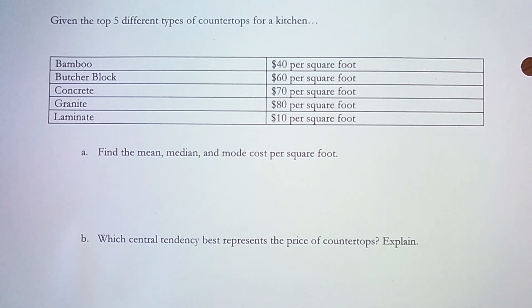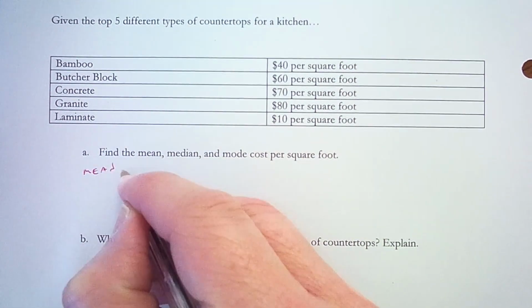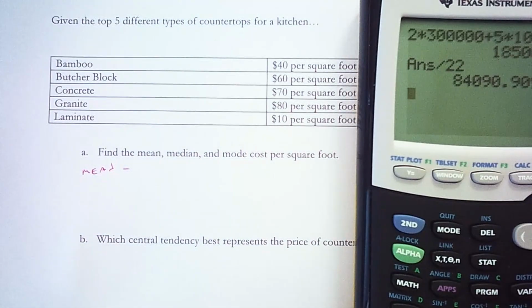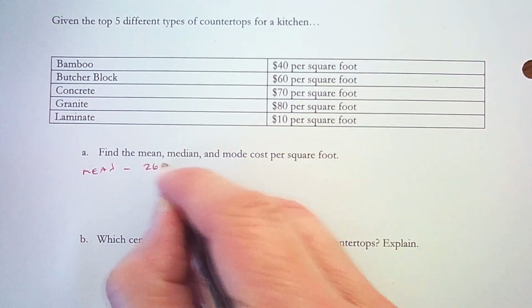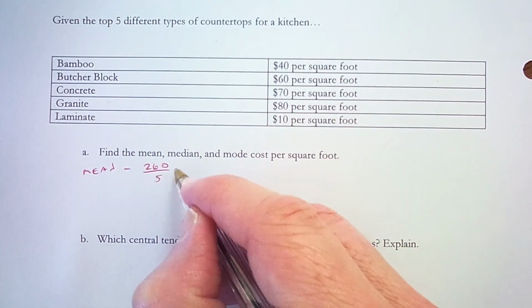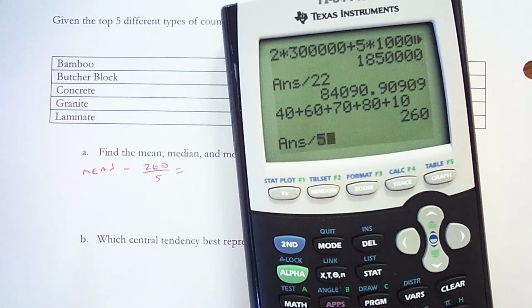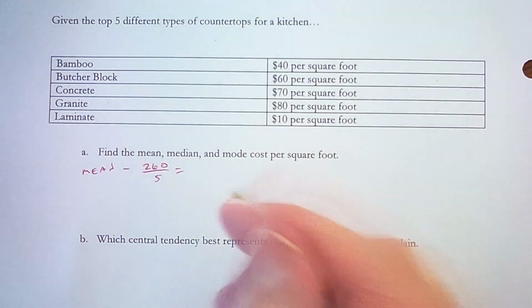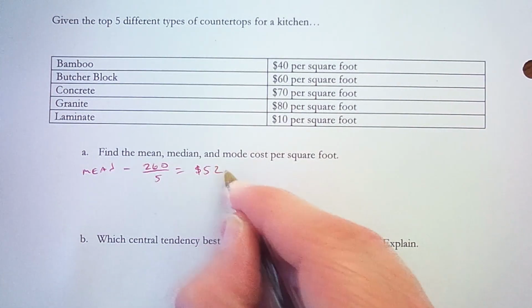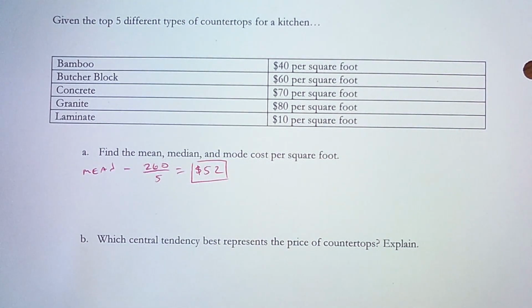Given the top 5 different types of countertops for a kitchen, find the mean, median, and mode cost per square foot. So the mean is the sum of all these numbers. So there's 40 plus 60 plus 70 plus 80 plus 10. And that's 260. And there are 5 different numbers there. 260 divided by 5 is 52. So the mean is $52 per square foot.